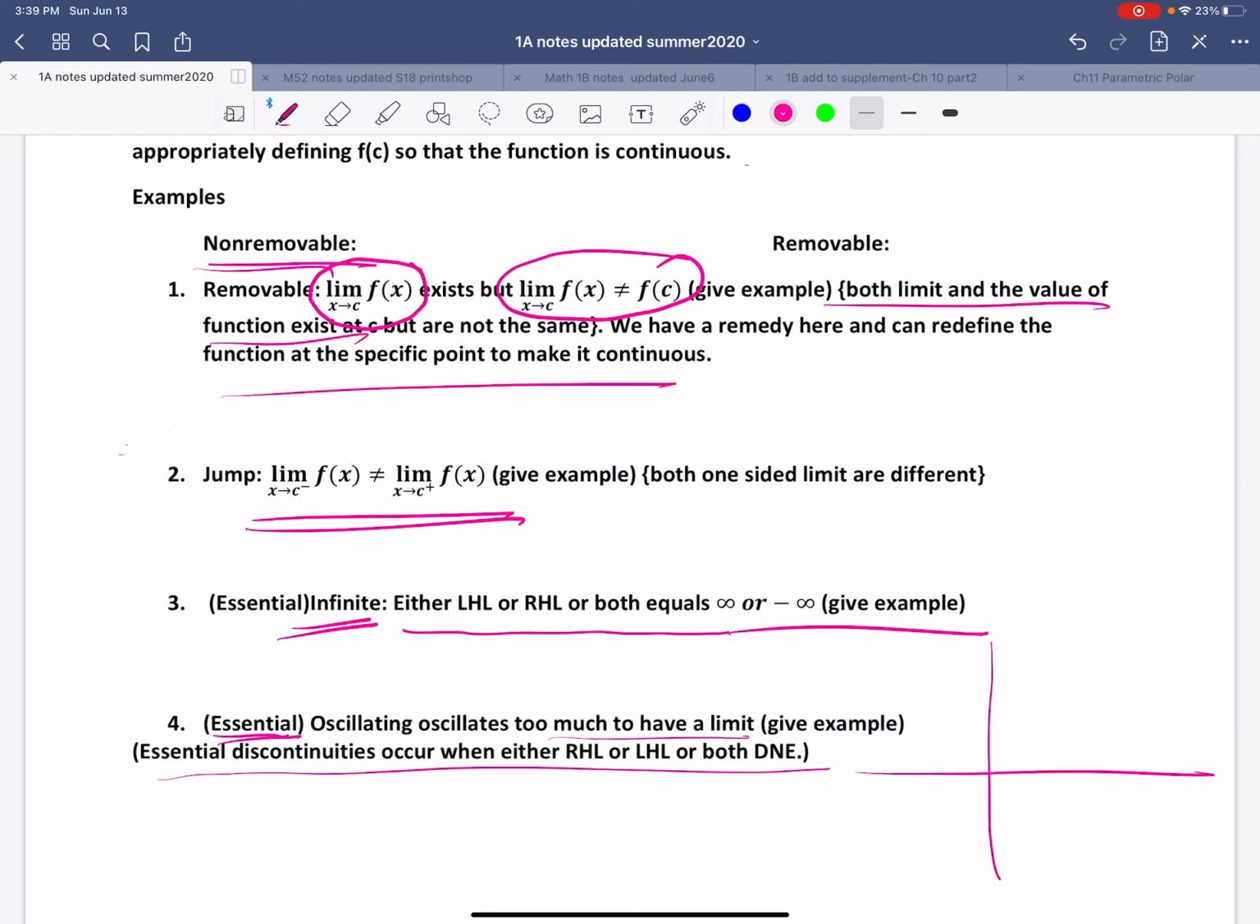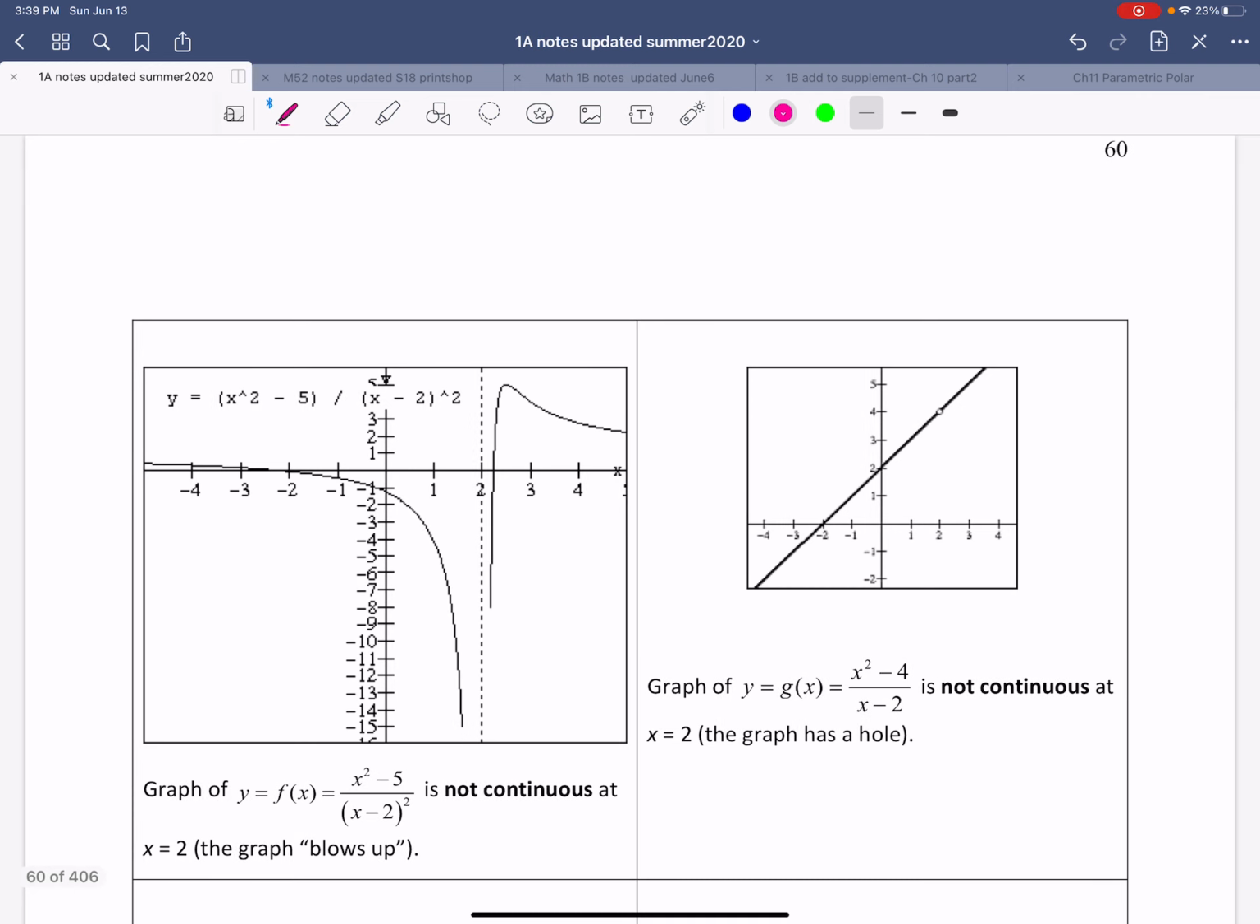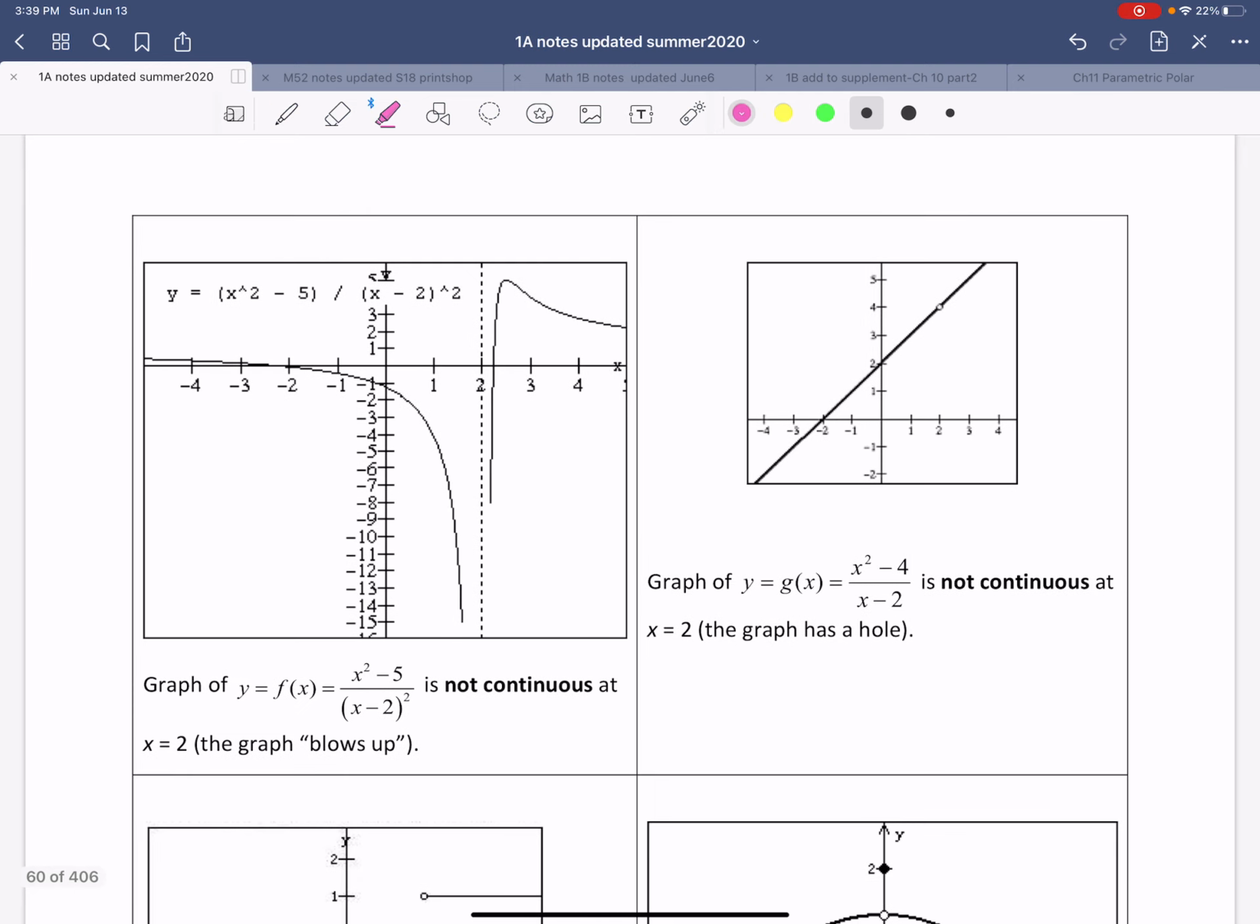When your oscillations are getting bigger and bigger, then we would say the limit does not exist if we were coming to x approaching 0 here. Let's see some examples. So which kind of discontinuity do we see over here?